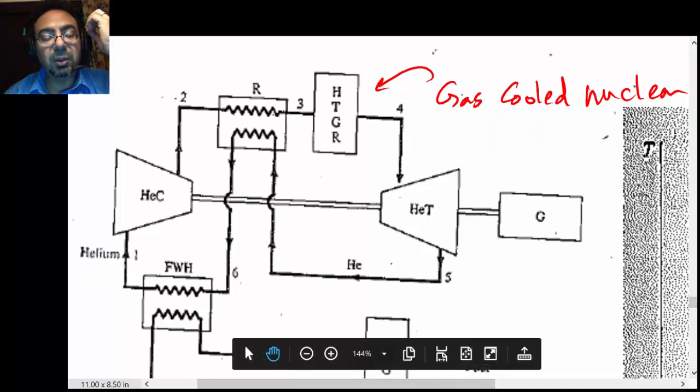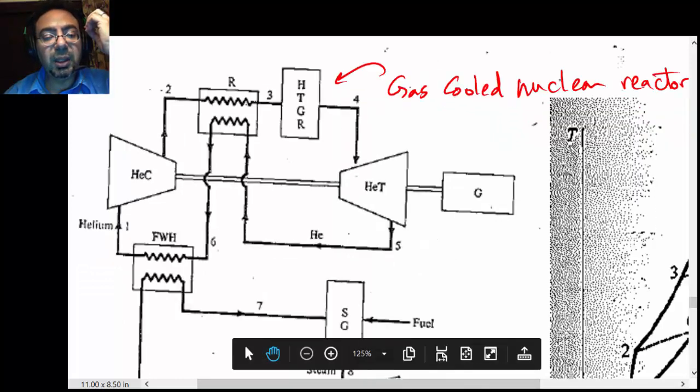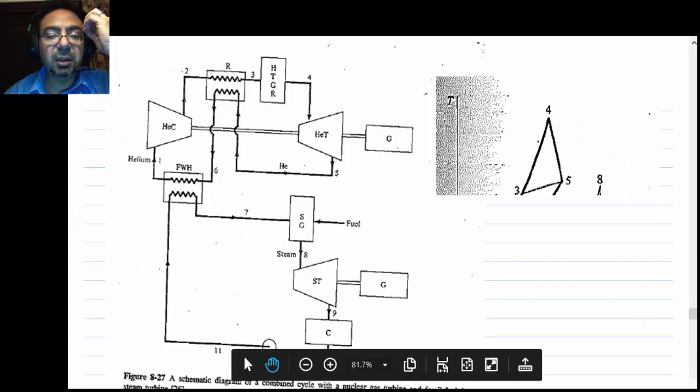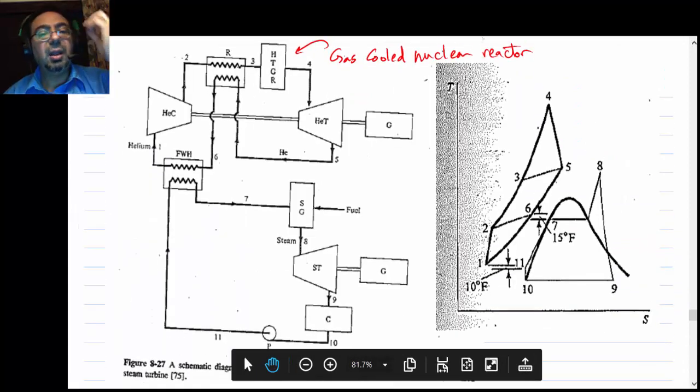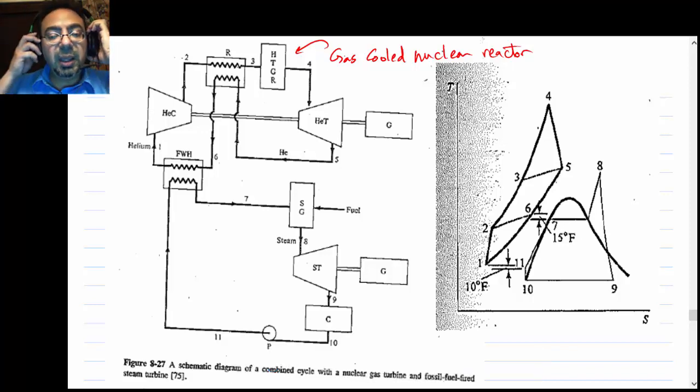Alright, so now, what is the combined cycle? Combined cycle is really the way to build a power plant right now. Most of the new power plants are built as a combined cycle.